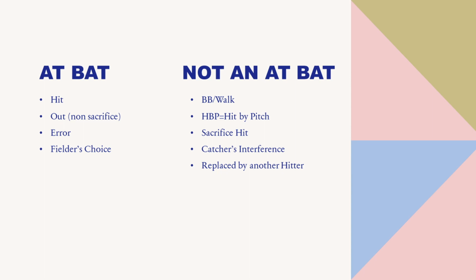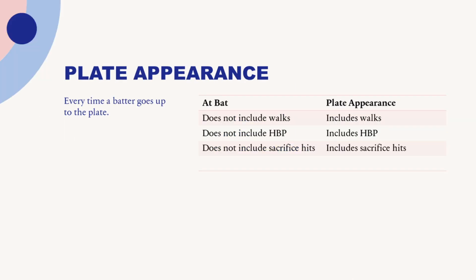An at-bat is not recorded on a walk, if they are hit by the pitch, which results in a walk, a sacrifice fly, catcher interference, or being replaced by another hitter, such as a pinch hitter. An at-bat is an important statistic because it is used as the denominator in several other statistics covered later in the video. You sometimes might see plate appearance or PA.